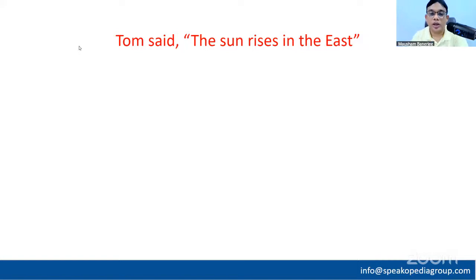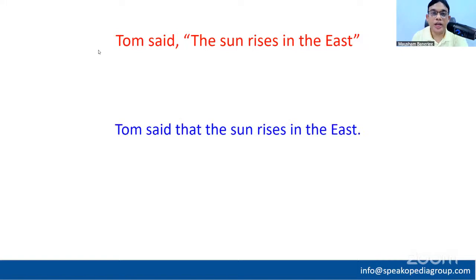Right. Now, what will be the indirect speech? Tom said that the sun rises in the east. Now, see, there is no major change. Why? This is a universal truth. So there is no major change. Because as I said, if you remember when we were discussing the exception, in a universal truth we don't make any major changes.